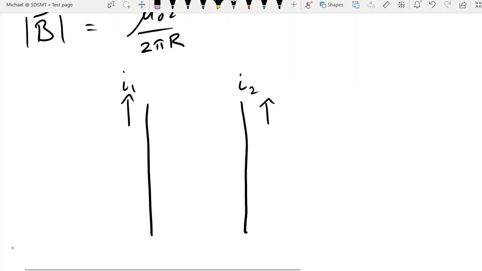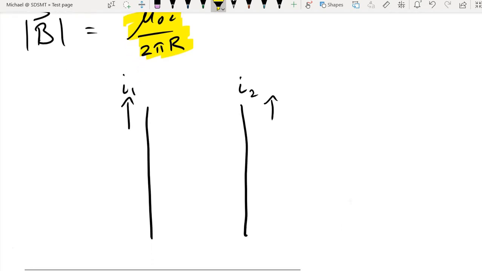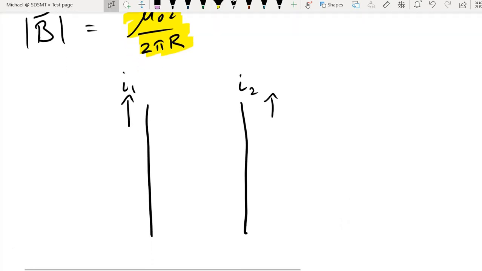When we finish with this discussion, we're actually going to flip one of the currents over and see if that has any effect on things. But for right now, both of our currents are running up, and because of that, each wire will produce a magnetic field. What I want to take a look at is if wire 1 is creating a magnetic field, how will that magnetic field affect wire 2?